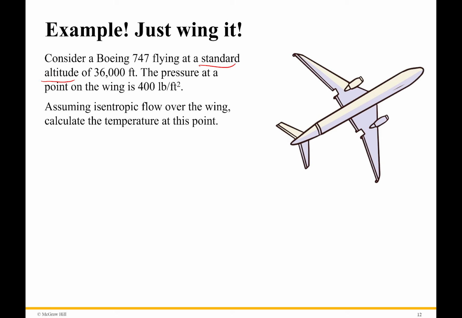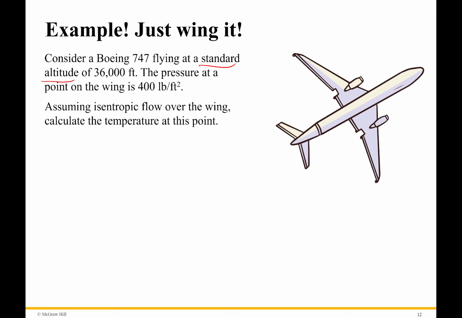And it says the pressure at a particular point on the wing, not in front of it, that's where the tables come in, but on the wing is 400 pounds per foot squared. And yes, that means we're in English units. Oh, pain, suffering, I'm so sorry. So assuming isentropic flow over the wing, calculate the temperature at this point.